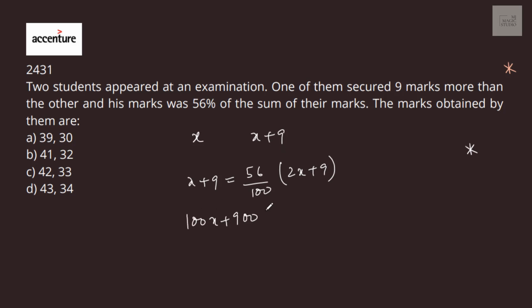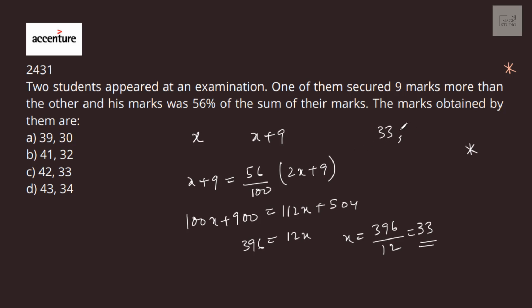100x plus 900 equals 112x plus 9 into 56, 504. So 12x is 900 minus 504, which is 396. x equals 396 by 12. That would be 3 times and 3 times again. So x is 33, and so the next candidate would get 33 plus 9, that is 43 minus 1, 42. The marks obtained by them are 33 and 42. Yes, it features in option C.